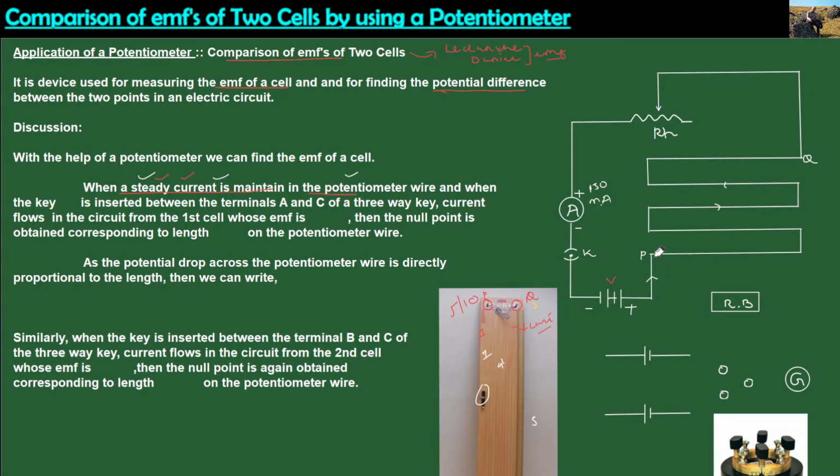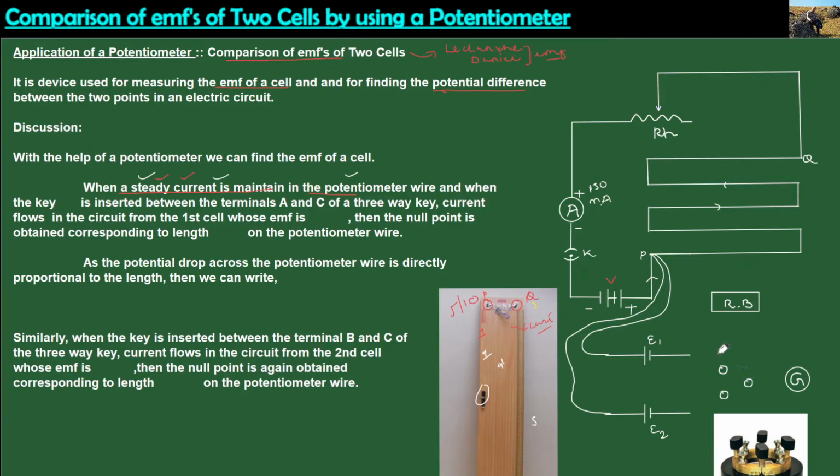At this terminal P, we will connect the first cell. Suppose the EMF of this cell is E1. Again with respect to the terminal at point P, we will connect another cell whose EMF is E2. So this will be the schematic diagram.